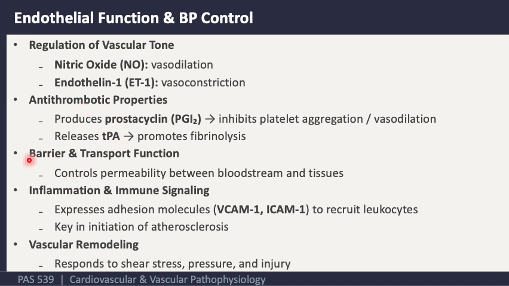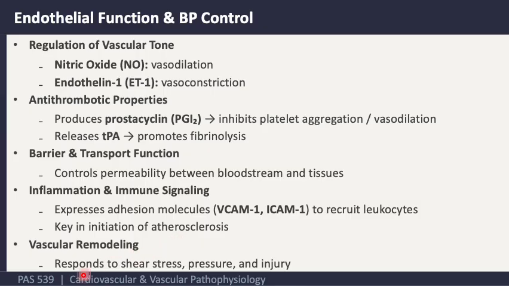It also acts as a barrier for transport. It controls the permeability between the bloodstream and the tissues. It also has some inflammation and immune signaling. It can express adhesion molecules like VCAM-1 and ICAM-1, which will help recruit leukocytes. And I'll show you a little cartoon of it a little bit later. This plays a very important role in the pathogenesis of atherosclerosis.